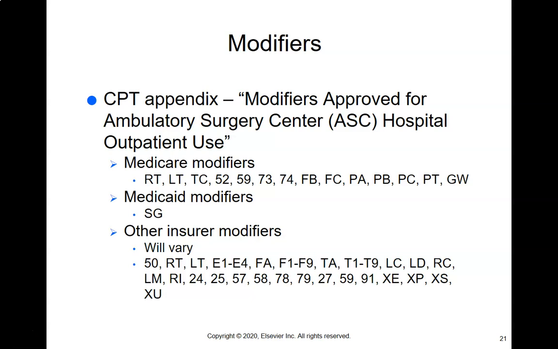And then your other insured modifiers, you've got modifier 50, which is bilateral. RT, like Medicare, right side, LT, left side. Then you've got your E1 through E4, and so on and so forth. And remember, there is a list of these in the CPT manual at the beginning for a shorter version of them. And then Appendix A has the ones for the other insurance modifiers, in the back of the CPT book.